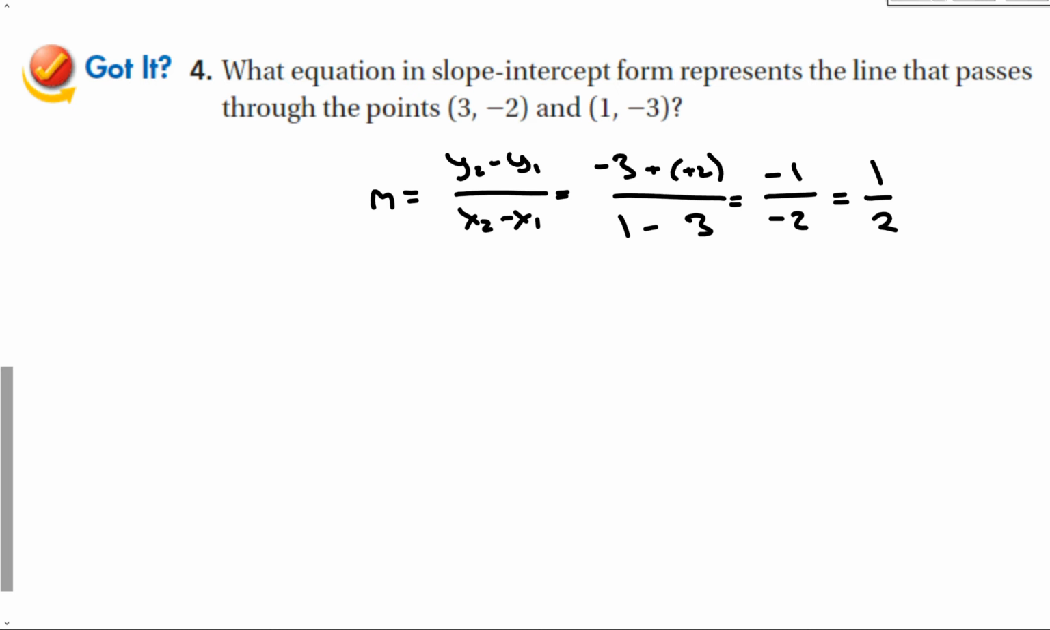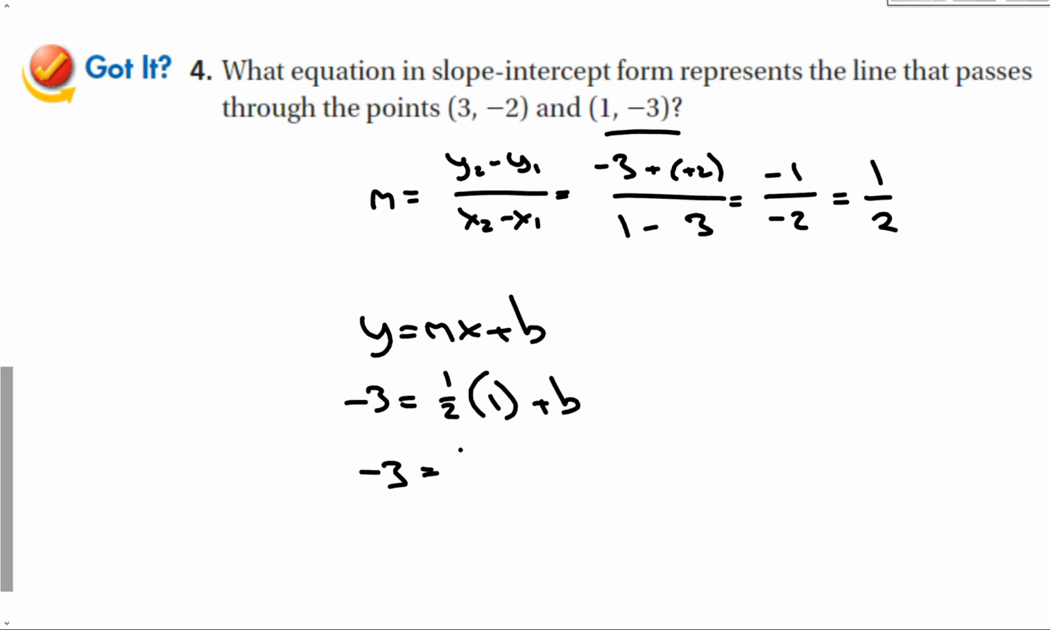Okay. Neither one of these two looks particularly easier, so let's just pick the one that's got the smaller numbers. So y is equal to mx plus b. So y is -3, my slope is 1/2, x is 1, plus b. So that's -3 is equal to 1/2 plus b.